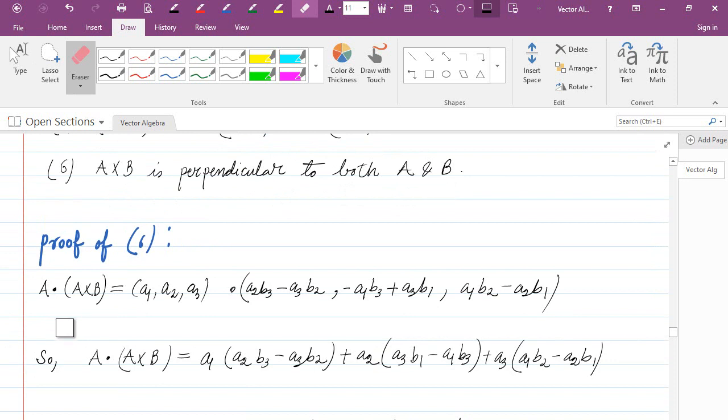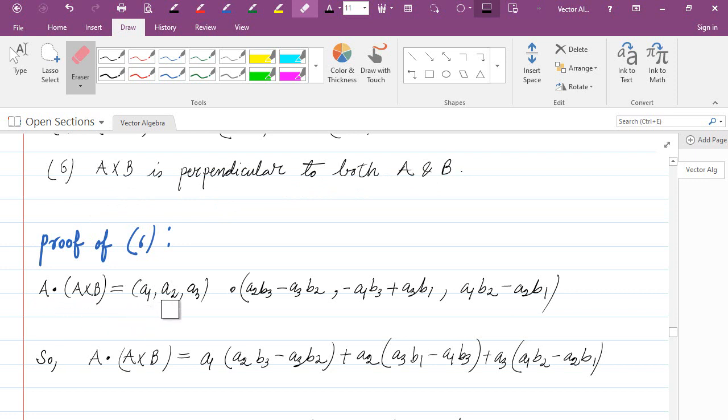I'm going to give you a proof of property number 6. To show that A cross B is perpendicular to both A and B, what I have to do is take the dot product of A with A cross B and show that it's 0. So let's take the dot product of A with A cross B.